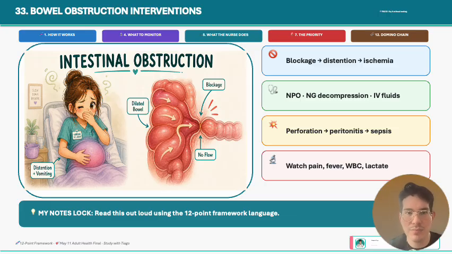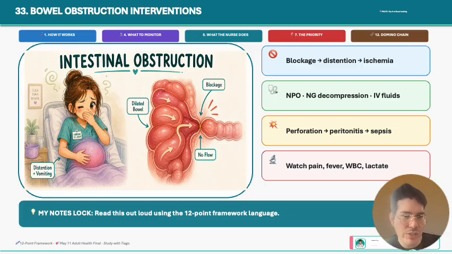Yeah? All right. So, NPO means nothing by mouth, okay? So, more contents are not added above the blockage. NG tube decompression removes gastric contents, all right, and air. So, it decreases vomiting and reduces pressure. IV fluids treat dehydration and third spacing, and strict intake and output helps monitor perfusion, especially kidney perfusion, right? Electrolyte replacement, especially potassium, may be needed. Pain control and antiemetics may be ordered, but I want to be careful to keep reassessing.